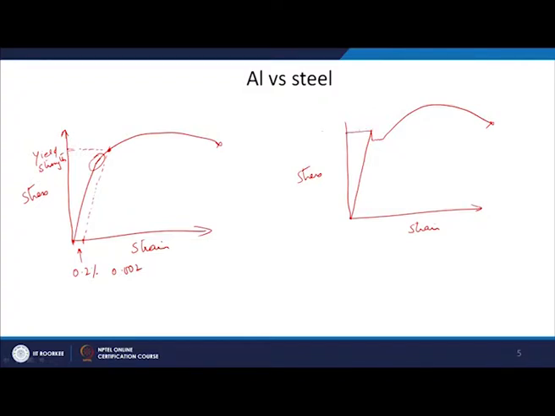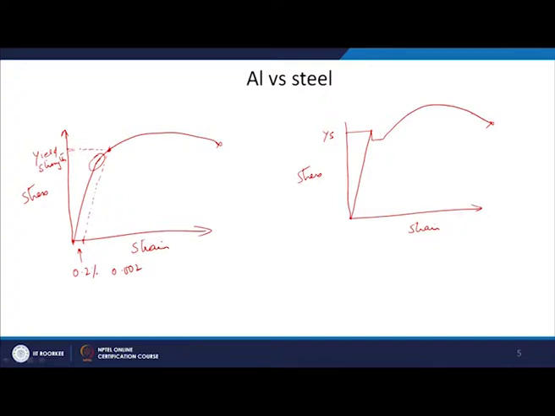So, in this case defining a yield strength is very easy. Wherever you get this maximum strength and then there is a very sharp drop, it is very easy to identify that this is my yield stress. In case of steel we call this the upper yield point and then there is a lower yield stress. It drops, then there are some serrations and then it goes into plastic deformation.